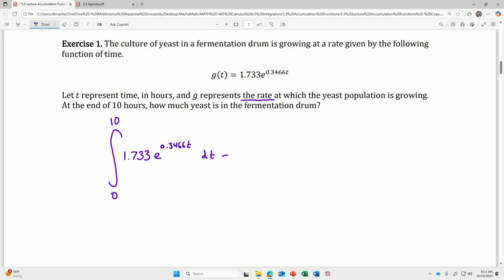So a couple of things. For one, 1.733 is just a constant. So I can take the constant outside of the integral. It's something we're always allowed to do. And the other thing is I would like to make a little u substitution here, where I set u equal to 0.3466t.